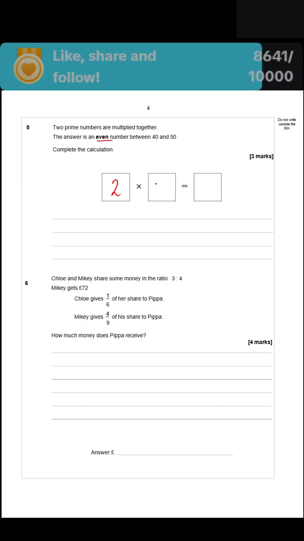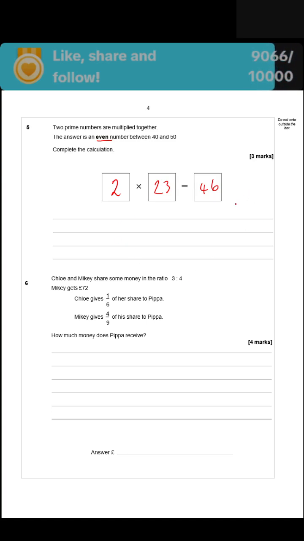And again, I can see in the comment section, someone's got an answer straight away. So we've got 2 times 23, and that gives you an answer of 46. 2 is a prime number, 23 is a prime number, and the answer is an even number. So again, well done to those who got that right.